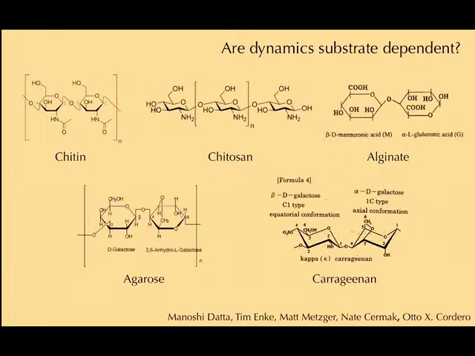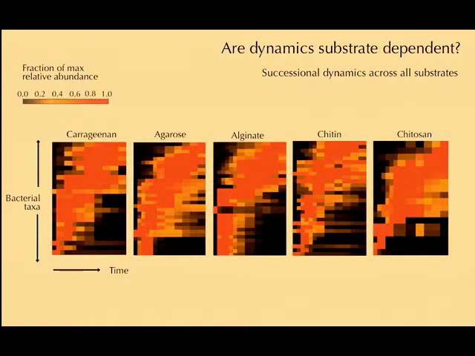And so what it allows you to do is ask really interesting questions that I will try to explain. For example, the first question is, what type of dynamics do you get? Are the successions specific to chitin, or is it something more general? Well, that answer is easy. You get the same type of dynamics in all these substrates.